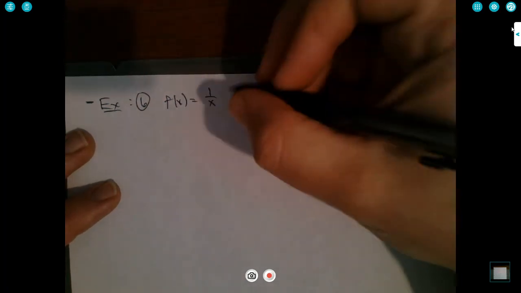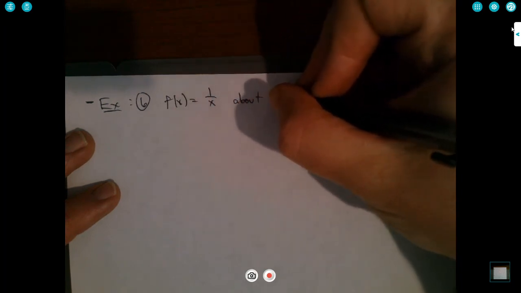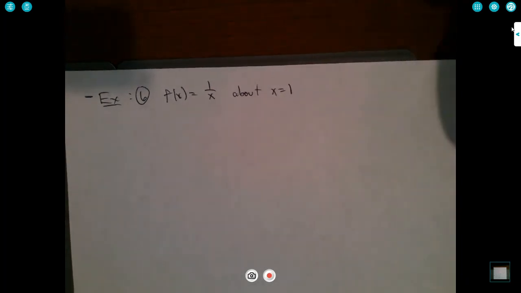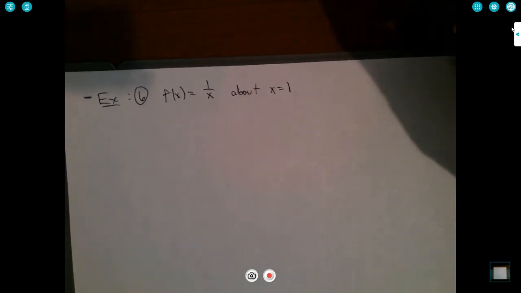Let me give you one more example like that, and then we'll talk about errors on this thing a little bit. So, example 6, let's find the nth Taylor polynomial for f of x equals 1 over x about x equals 1. And again, our goal on this problem is going to be to try to write this in summation notation. Okay, so try to come up with a general formula that we can write in summation notation.